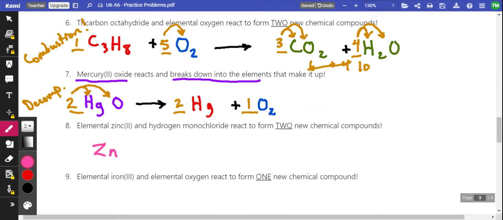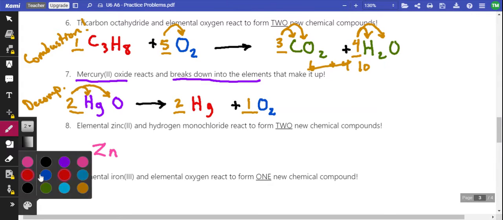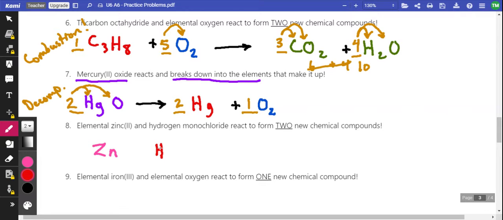Okay, hydrogen monochloride tells me with the prefixes what I should have. Hydrogen is just H. If I had 2 hydrogens, it would be dihydrogen. If I had 3, it would be trihydrogen. But in this case, I don't have anything there. It's just because the mono prefix doesn't get used on the first element. So this is like monohydrogen. It's just hydrogen there. And then monochloride means I have 1 chlorine with this. So 1 Cl here.